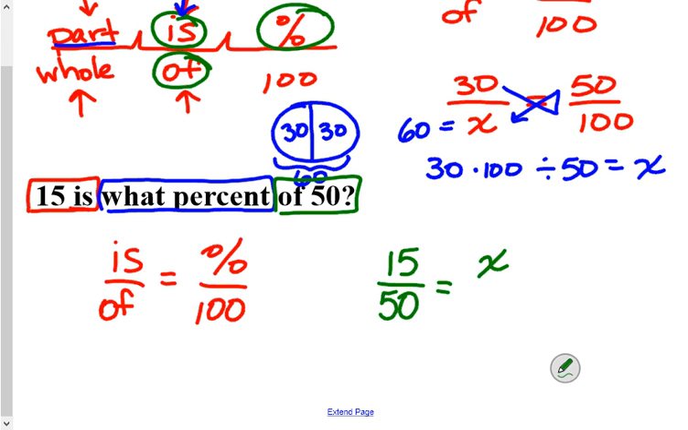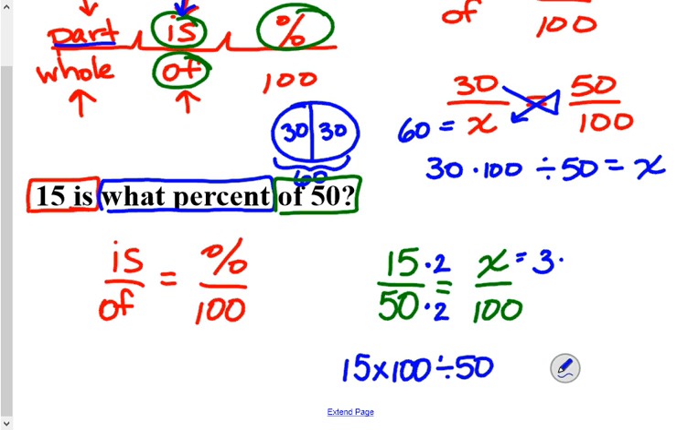I don't know the percentage, but I know percentages are out of 100. This one I could absolutely cross multiply and divide, so I could do 15 times 100 and then divide by 50. But I could also, if you notice, use a scale factor of 2. This one's fairly easy to solve that way. 50 times 2 is 100, so 15 times 2 is 30. So 15 is 30% of 50.